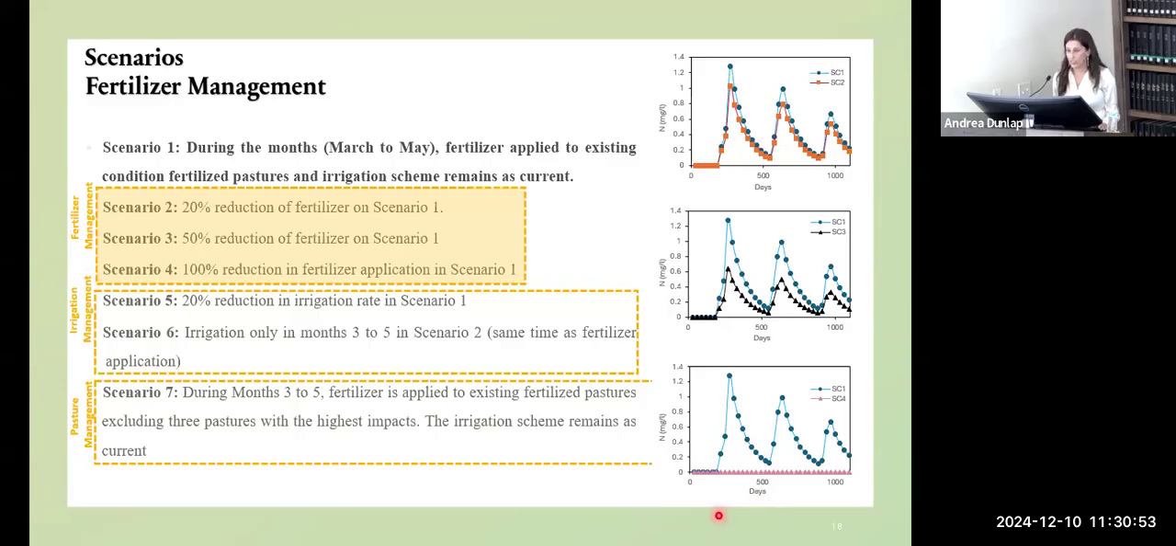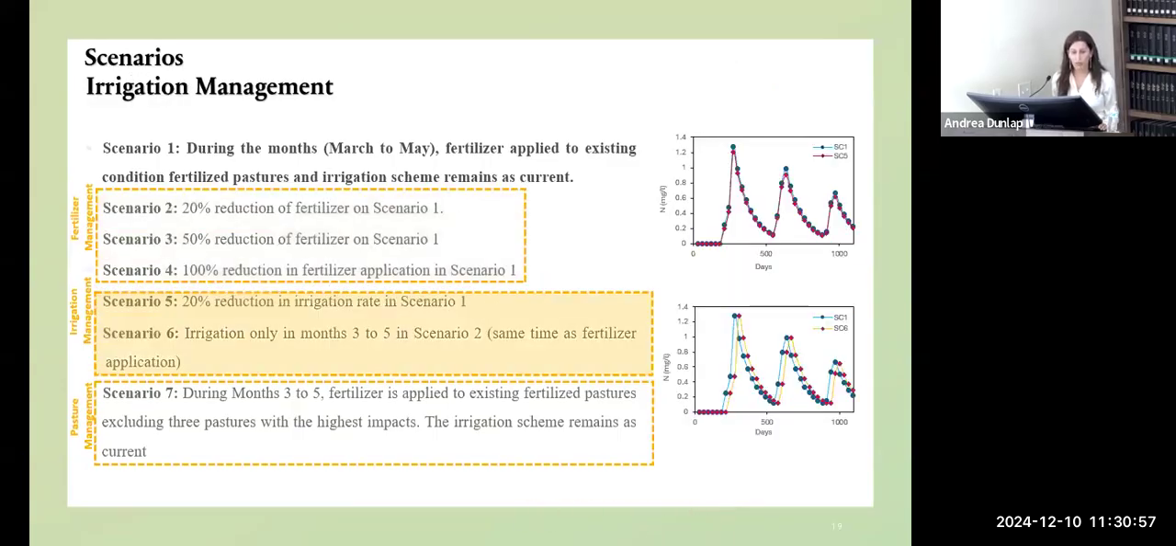Excuse me, there is no nitrate in the system. So the next group of scenarios was the irrigation scenarios. First we did the same thing for a 20% reduction in irrigation, and then we compared it with the base scenario. And then the other scenario was one where we changed the months of irrigation.